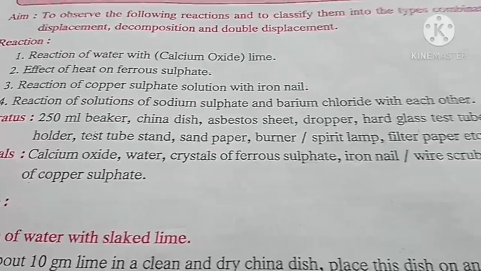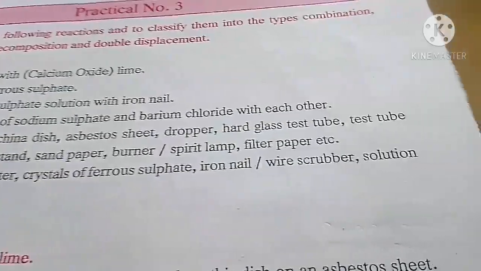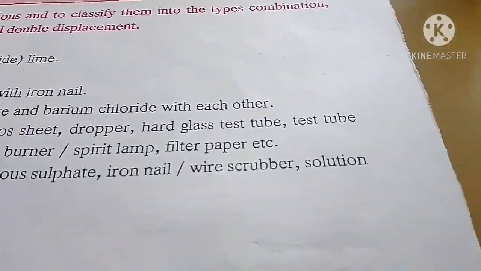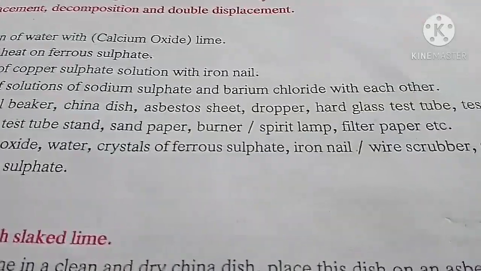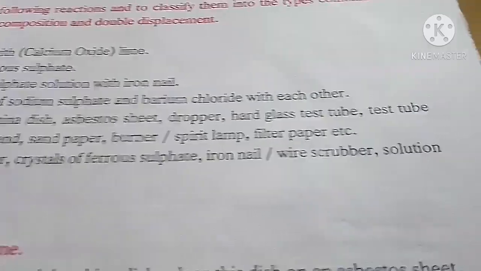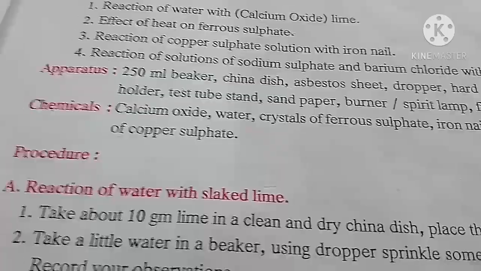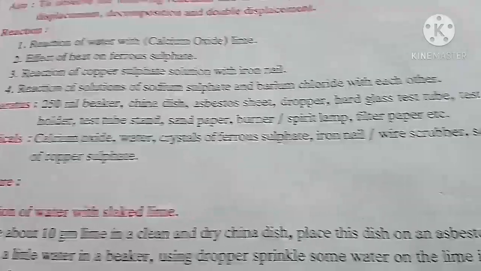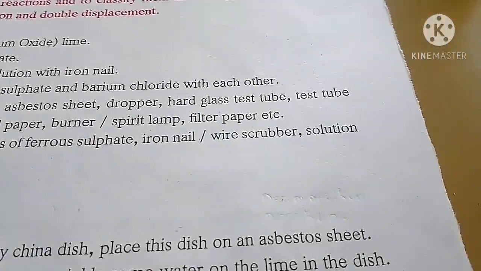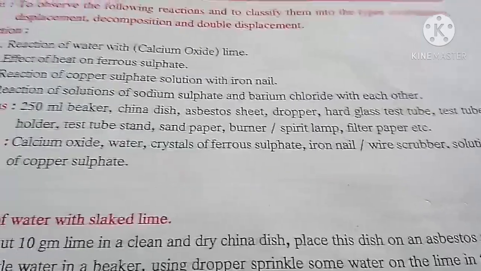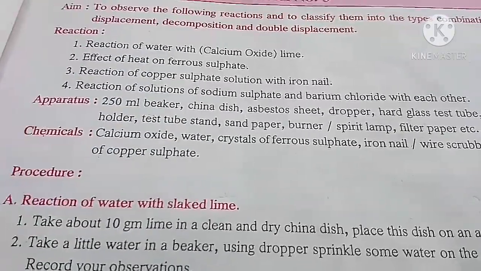Then you have to take the apparatus such as 250 ml beaker, china dish, asbestos sheet, dropper, hard glass test tube holder, test tube stand, sandpaper or burner or spirit lamp, filter paper. Now chemicals required are calcium oxide, water, crystals of ferrous sulphate, iron nail or wire scrubber, then solution of copper sulphate.